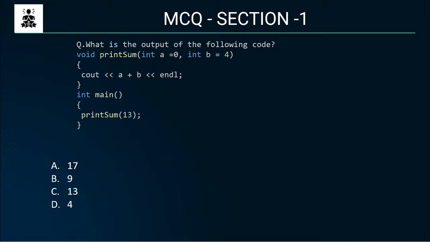Yes, its answer is A, 17. Passing the print value argument 13, it took a is equal to 13, and we already have the default value b is equal to 4. So our parameter will become 13 plus 4, 17.